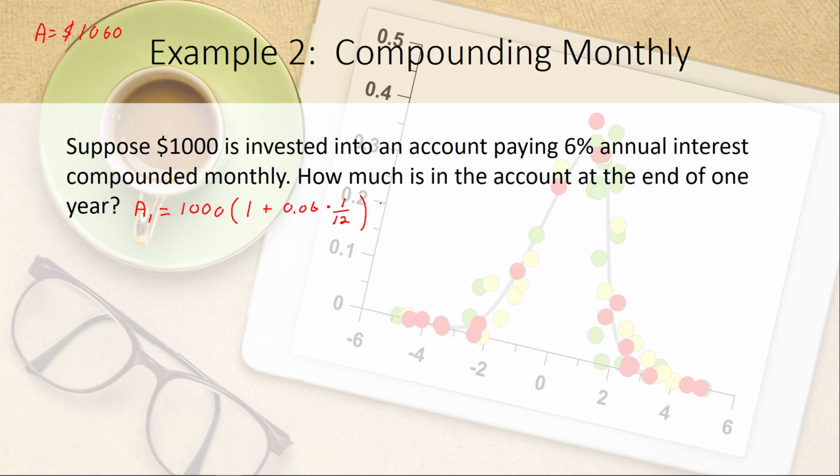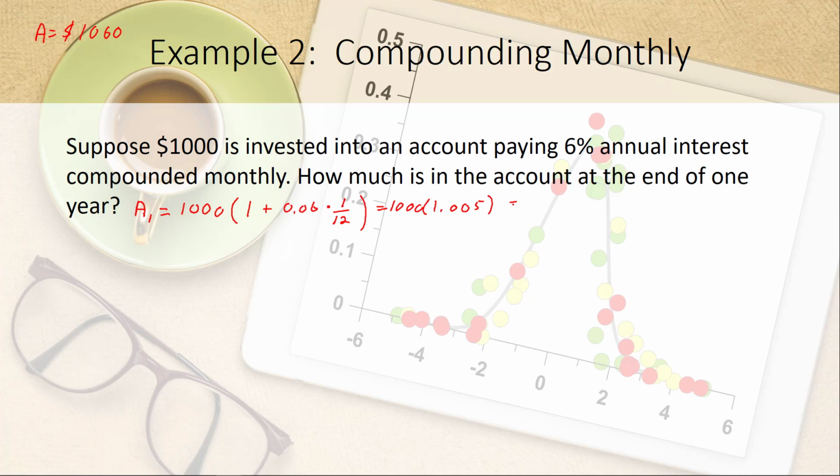That is going to be equal to $1,000 times 1.005, because 0.06 divided by 12 is 0.005. Add 1 to it. That's what we have. And this right here is our expression. This right here is our future value after 1 month.